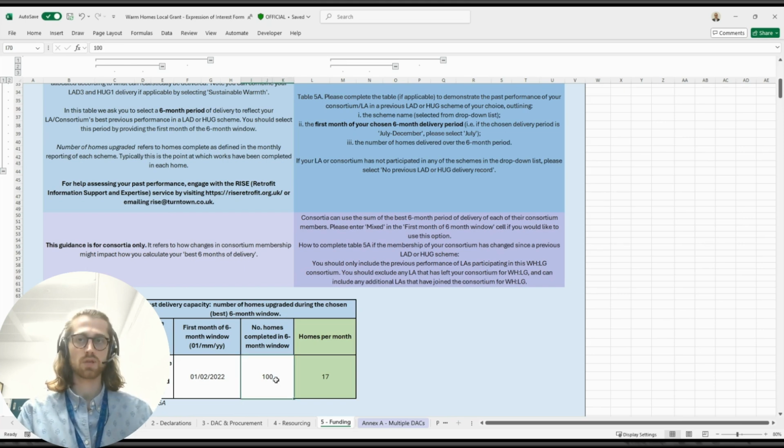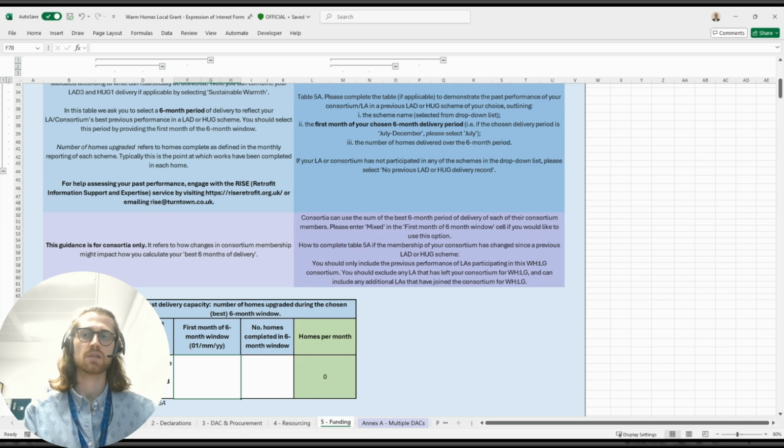Now, to stress here, this is your best previous performance on a HUG or LAD scheme, and we allow for LAD 3 and HUG 1 to be combined, so using the total of those two, and that's because they were delivered under a single umbrella that was Sustainable Warmth. So we feel that is a good comparison with the Warm Homes Local Grant.